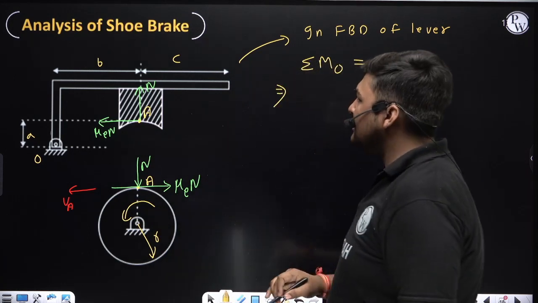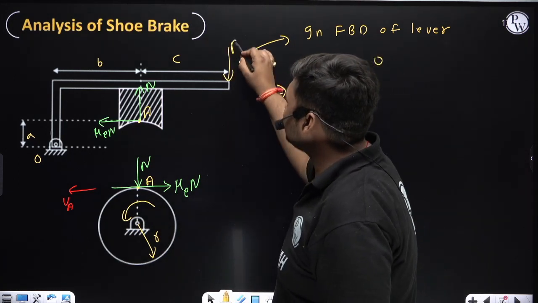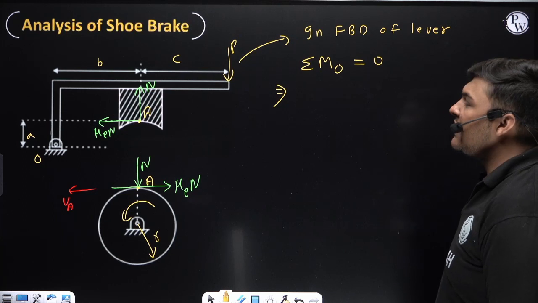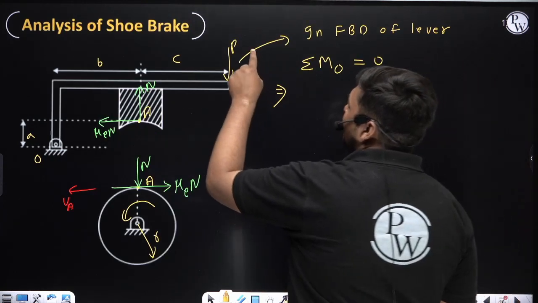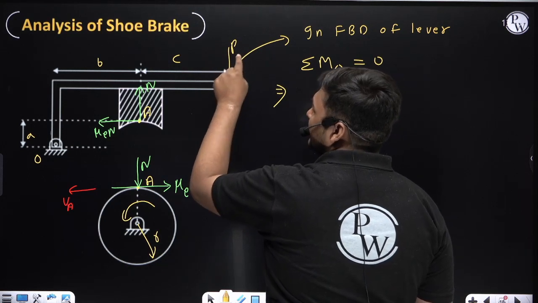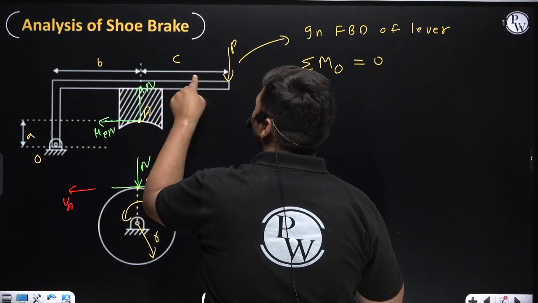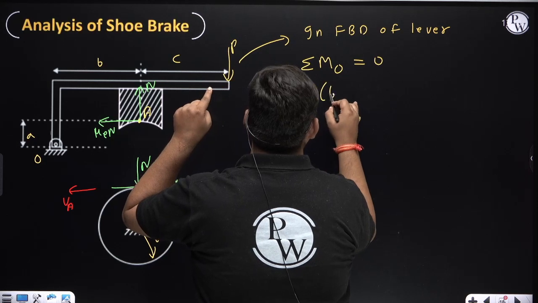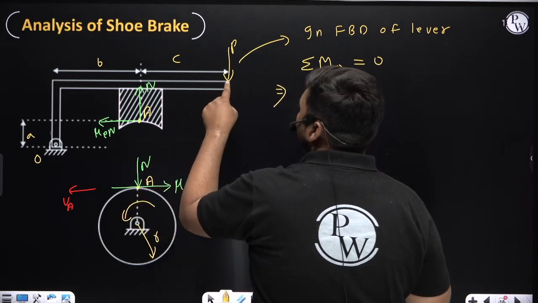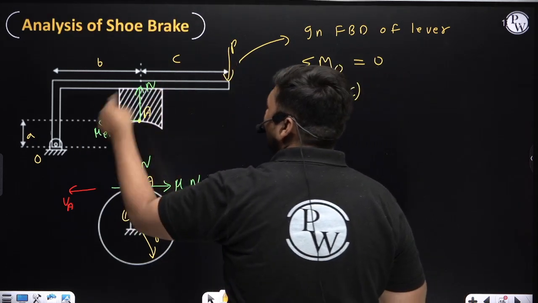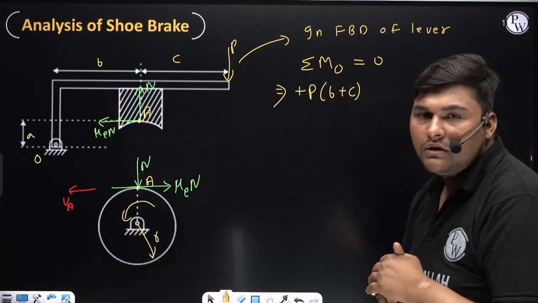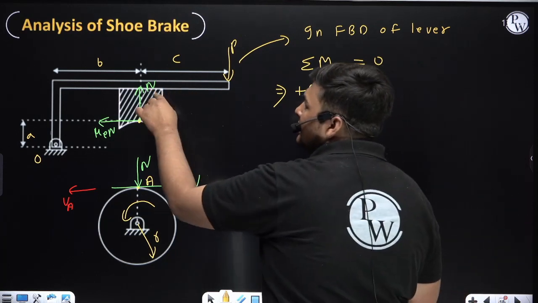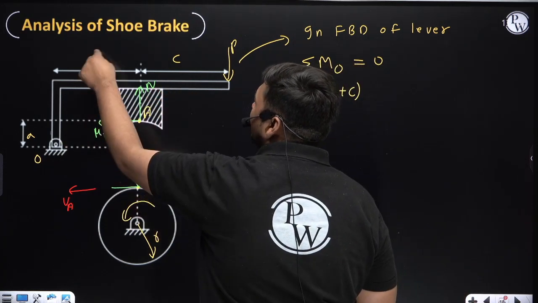Suppose I am considering effort P coming in this direction, and I am considering the clockwise direction as plus and the anti-clockwise moment as minus. So what will be the moment of this effort P? This effort is P, and its perpendicular distance from O is B plus C, so it will be P into B plus C. The direction of the moment due to this effort P about O is clockwise, so it is positive. Now the moment of this N, this is N. Its perpendicular distance from O is B.